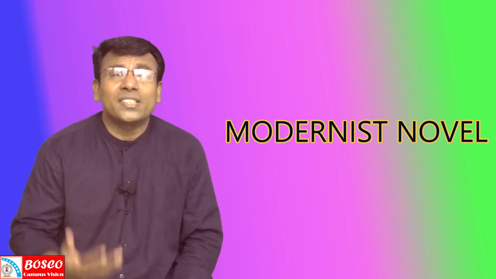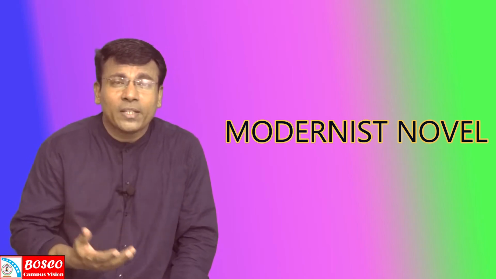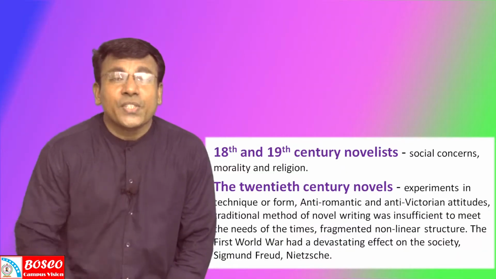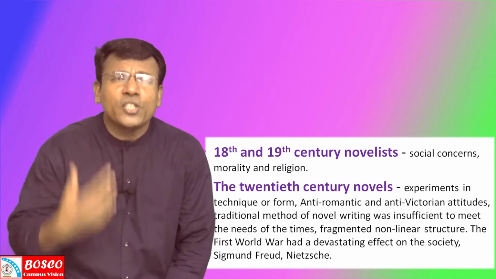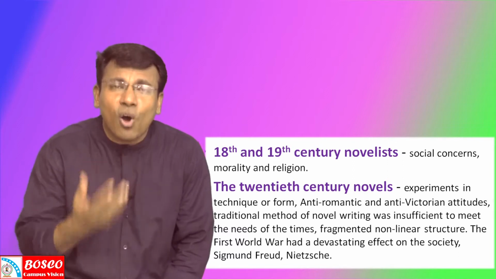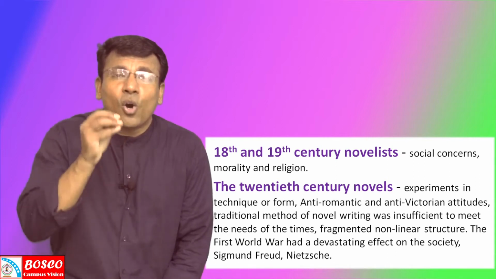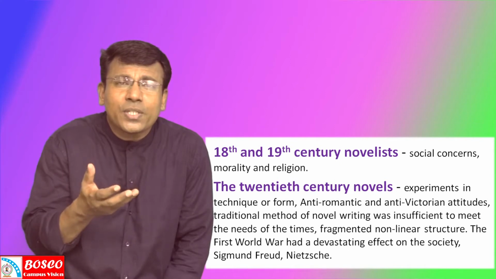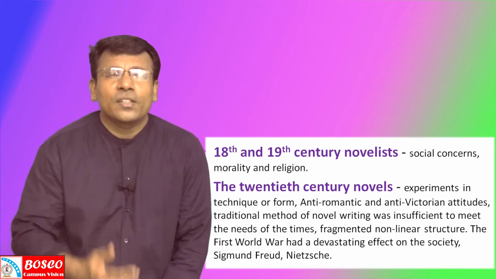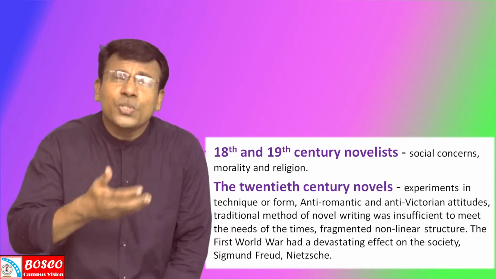Now, what about the modernist novel? Did the modernist novel have the same popularity as the Victorian novel? As in the Victorian times, the 20th century fiction emerged as the most prominent genre. Writers began to elaborately experiment with language and form. While the 18th and 19th century novelists focused on social concerns, on morality and religion, the 20th century novelists focused on experiments in technique or form. The novel moved away from traditional understanding and integrated many new changes.